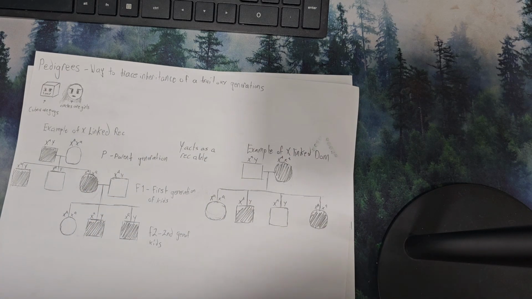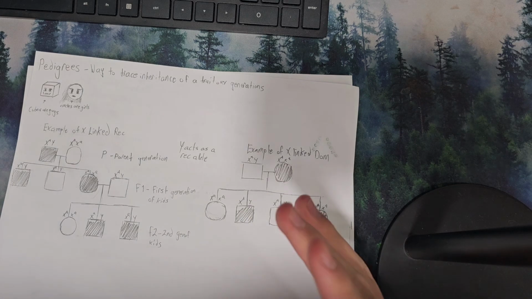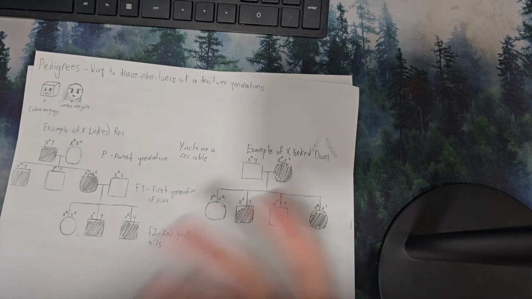Another one that I failed to mention here is a Y-linked trait, but that one's pretty simple. If a kid has a Y and they have that trait, well, then they're going to have it. It's that simple.